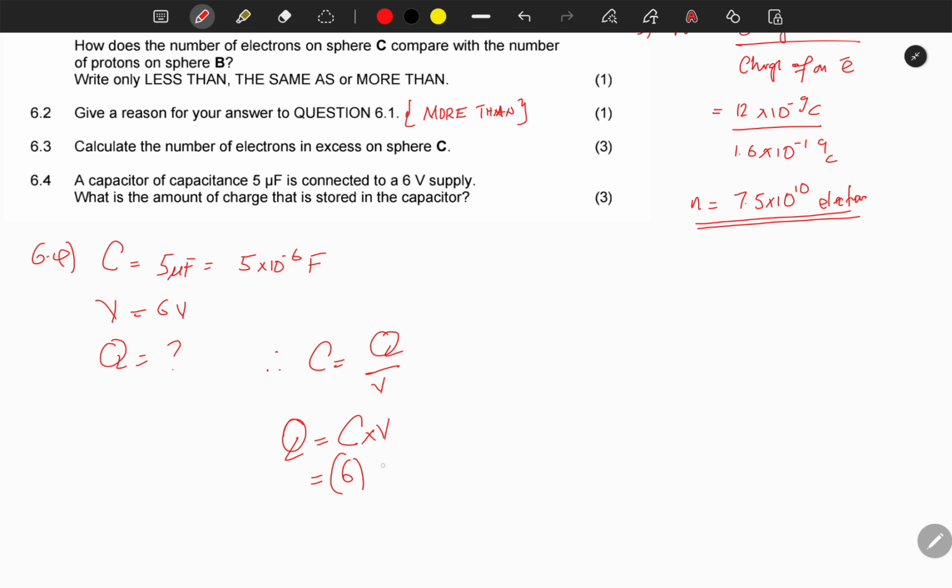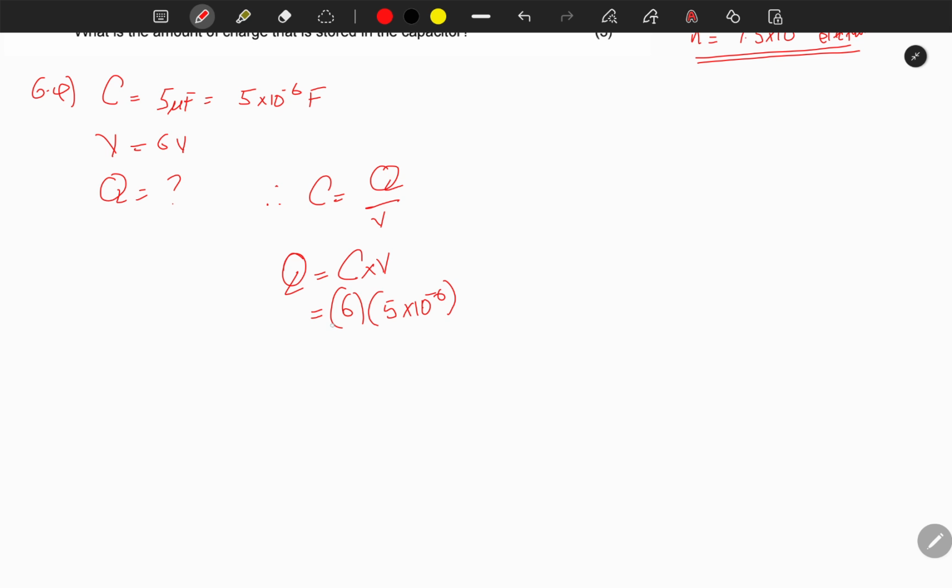So the charge here is at 6 volts. Then you're going to multiply this by 5 times 10 to the power negative 6, which will give us 30 times 10 to the power negative 6, which just gives us 3.0 if we round off, times 10 to the power negative 5 coulombs. That is the charge. It's done and dusted.